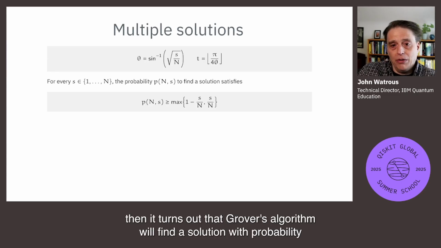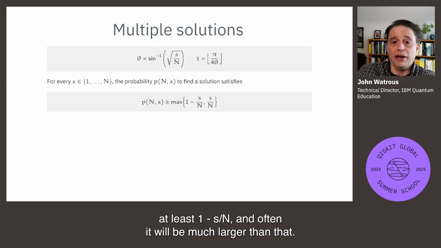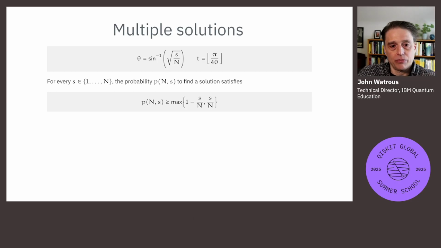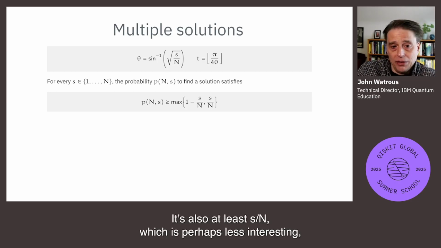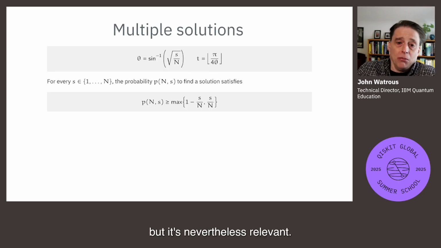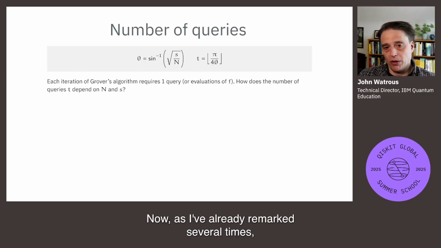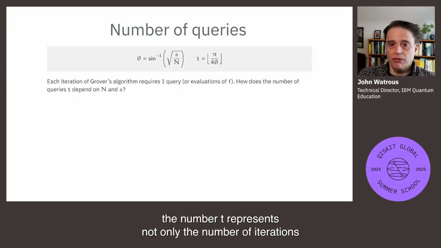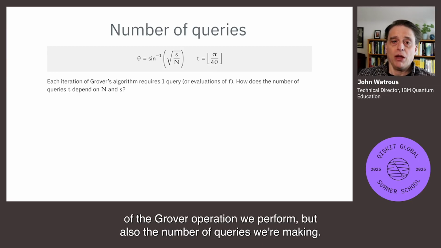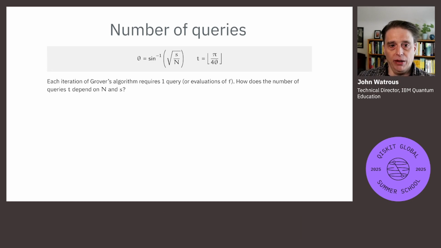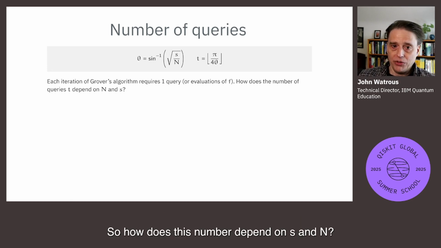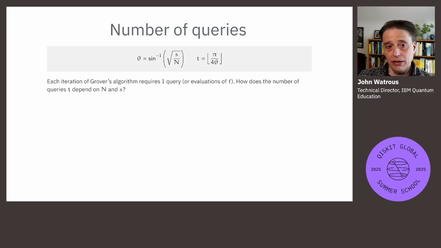But assuming that we know s in advance, and we choose t according to our specification, then it turns out that Grover's algorithm will find a solution with probability at least 1 minus s over n, and often it will be much larger than that. It's also at least s over n, which is perhaps less interesting, but it's nevertheless relevant. Now, as I've already remarked several times, the number t represents not only the number of iterations of the Grover operation we perform, but also the number of queries we're making. So how does this number depend on s and n?